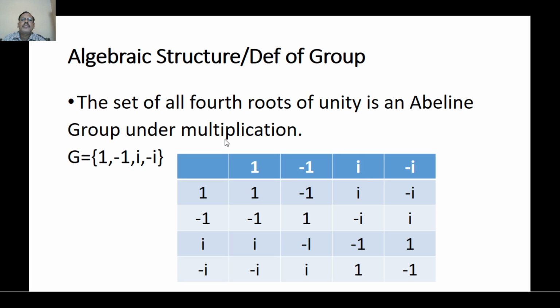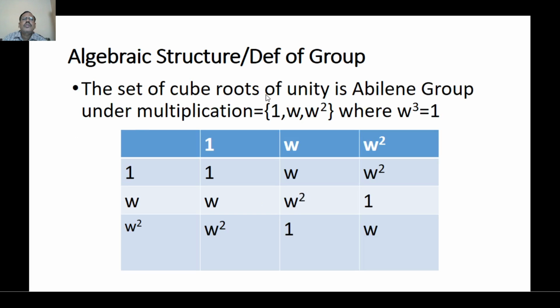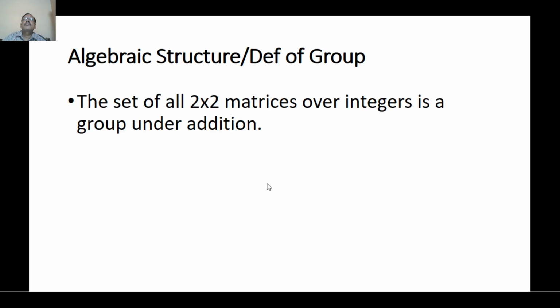So this is another set, cube roots of unity: 1, omega, omega square. These are the solutions of the equation x cube minus 1 equal to 0 with the property omega cube is equal to 1. So I write all these elements here. You observe that this satisfies closure and associative property, and 1 acts as the identity element, and inverse of omega is omega square. Inverse of omega square is omega. Therefore, it is an abelian group under multiplication.